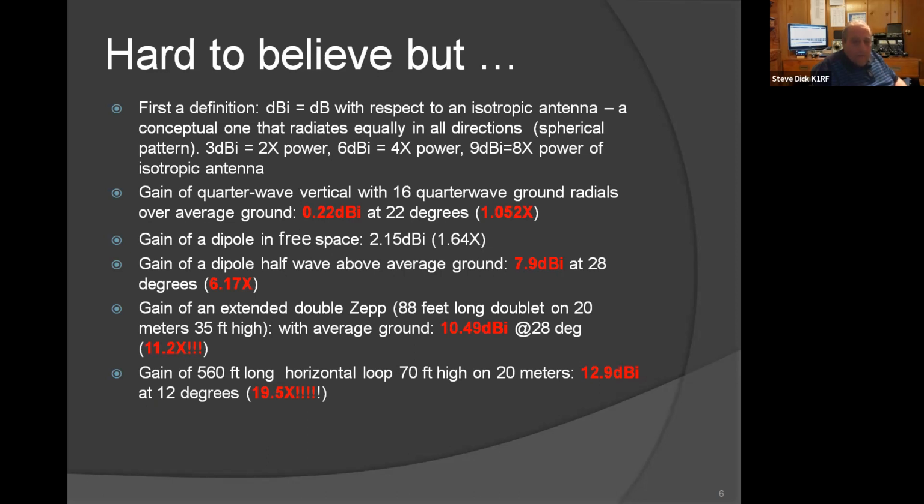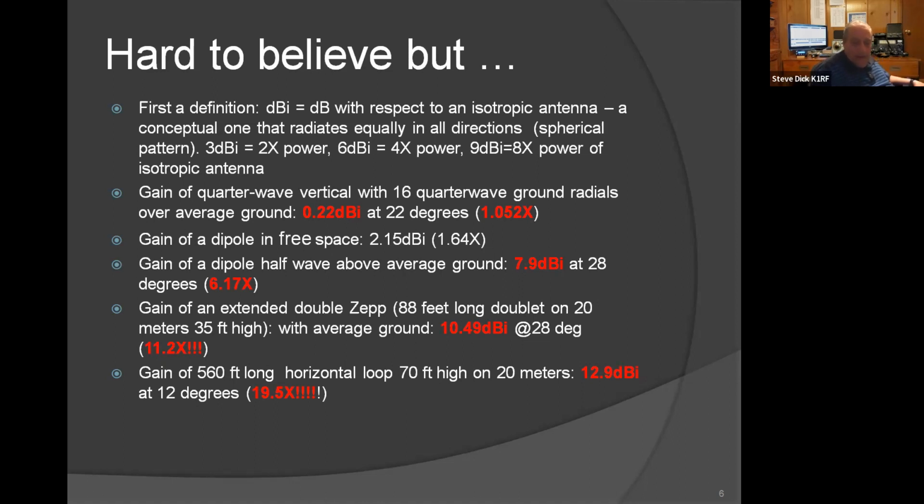And what about these specialized antennas, such as an extended double ZEP? A double ZEP, which is 88 feet long and 35 feet high on 20 meters with average ground, gives you a whopping 10.5 dBi or so at 28 degrees. That's 11 times more than isotropic. And a horizontal loop, which is a great antenna, say it's 560 feet long, about 70 feet high, on 20 meters, that's 12.9 dBi. That's incredible, at a nice DX angle of 12 degrees.